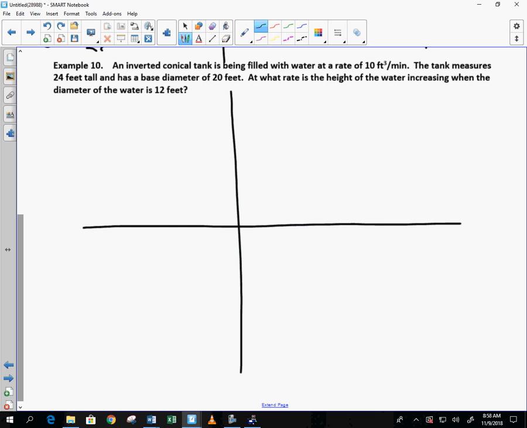All right. An inverted conical tank is being filled with water at a rate of 10 cubic feet per minute. Oh my gosh, an inverted conical tank. What the heck is that? It's a cone that's upside down. Yeah, it's like an ice cream cone. Very good.